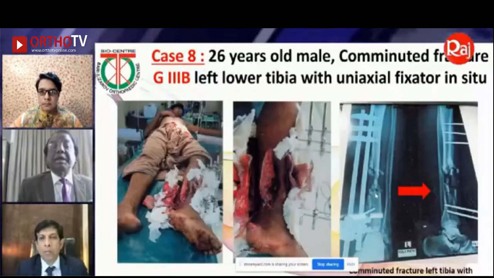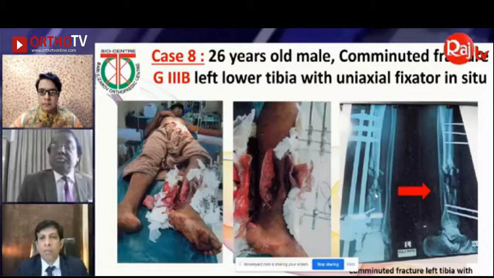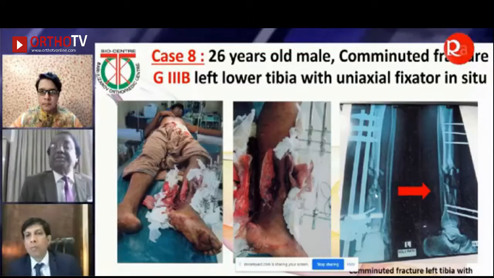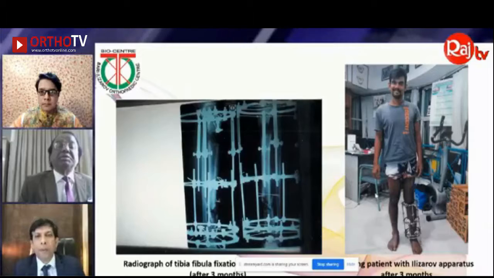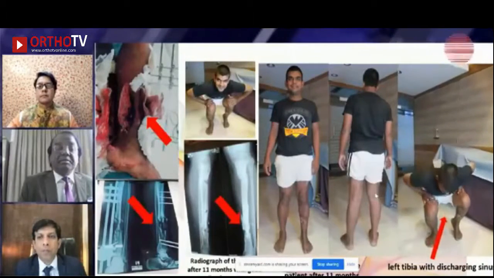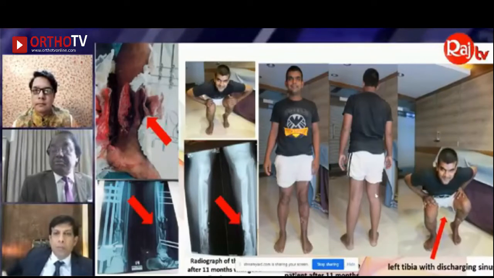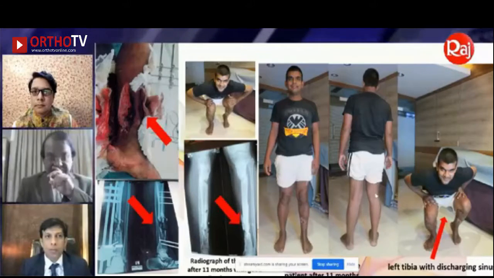So again, you can see comminuted, infected. Look at this, lower one third of the tibia with initial fixator in situ. Remove that one. Trifocal, you can see, proximal and distal. Then radiographs after 11 months, left tibia with a discharging sinus.